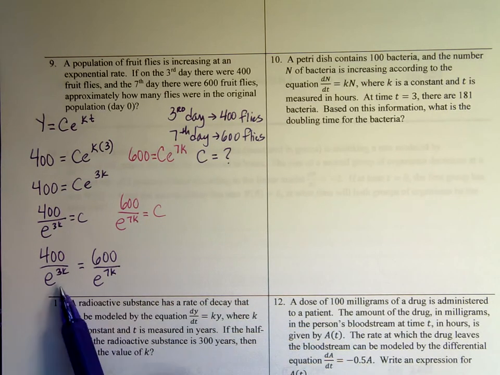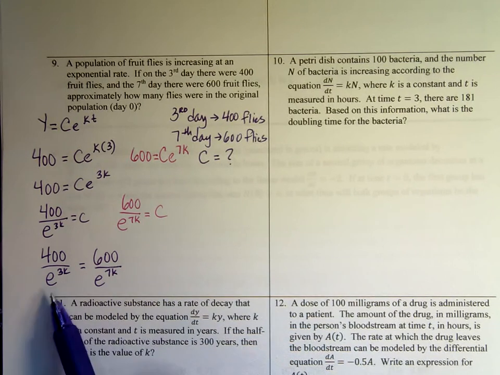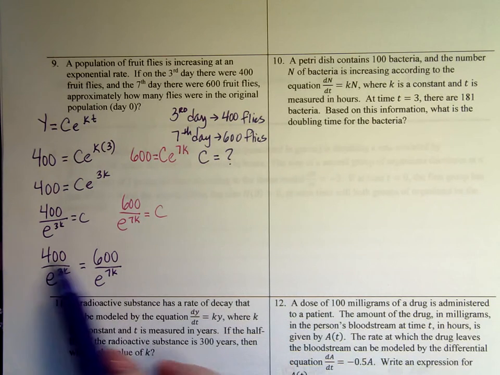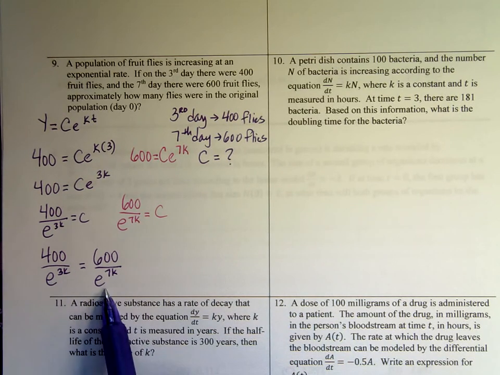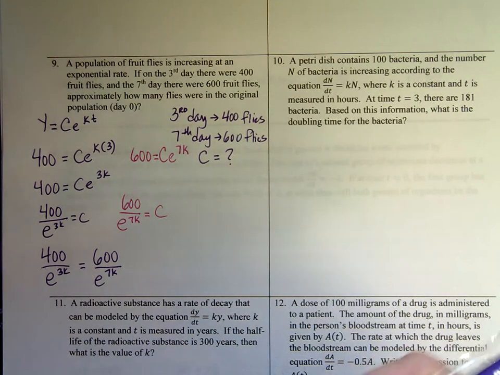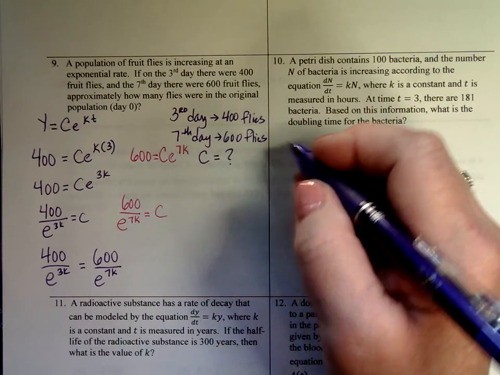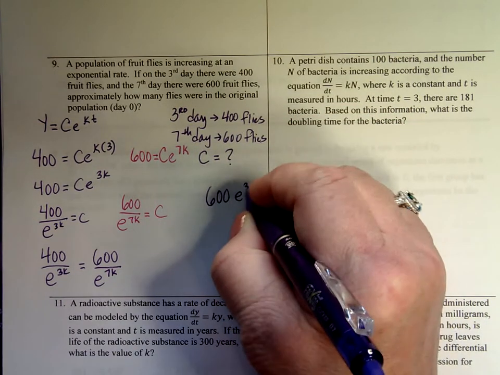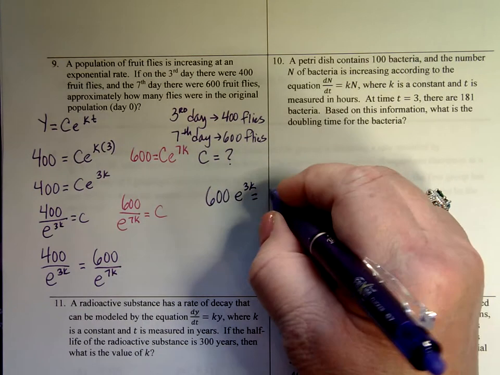So I know I tend to think cross multiplying, but you could also use rules for proportions. If you wanted to, you could put 400 over 600 equals e to the 3k over e to the 7k. I'm going to go cross multiplying because that's normally the way that I do it, and I showed you to do it. So let's go on a cross multiplying mission here. I have 600 e to the 3k equals 400 e to the 7k.